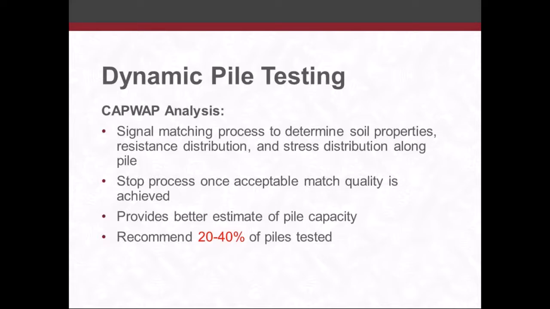In the field, we typically come up with a range of capacities, and it's typically going to be an overall capacity. We don't have a real good handle on the skin friction and end bearing component until after we do the CAPWAP analysis. So it's typically recommended that 20 to 40% of the piles that are tested have a CAPWAP analysis performed on them.